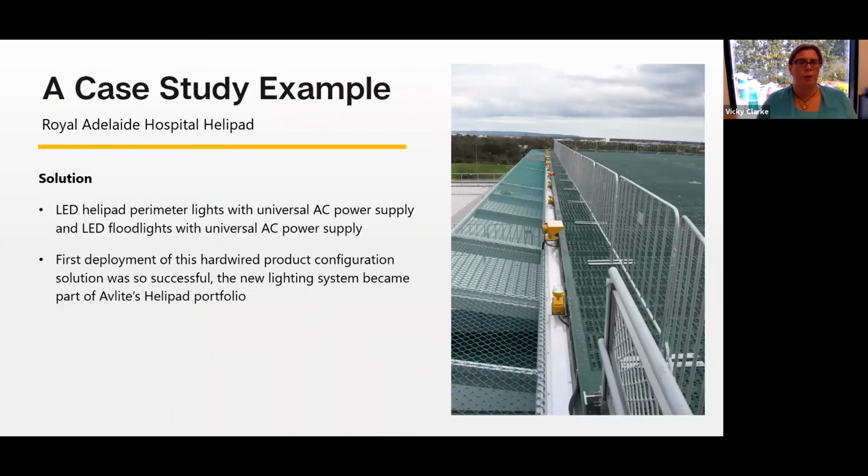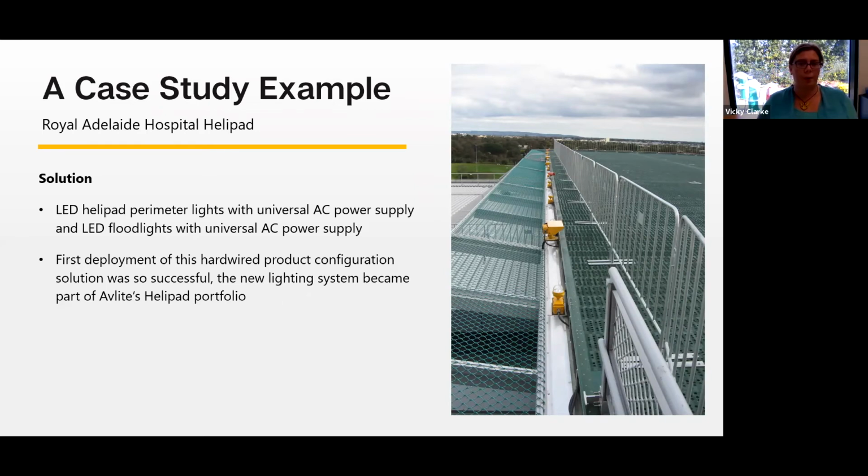We provided a total of 57 elevated edge lights and 25 floodlights, all powered and controlled from a central location. We designed the lights to have independent universal AC power supplies, meaning that the lights can be used globally with no further modifications. It also means that AC power can be distributed around the helipad, eliminating voltage drop issues and enabling installation and maintenance by any electrically qualified technician. There are no specific airfield lighting qualifications required.